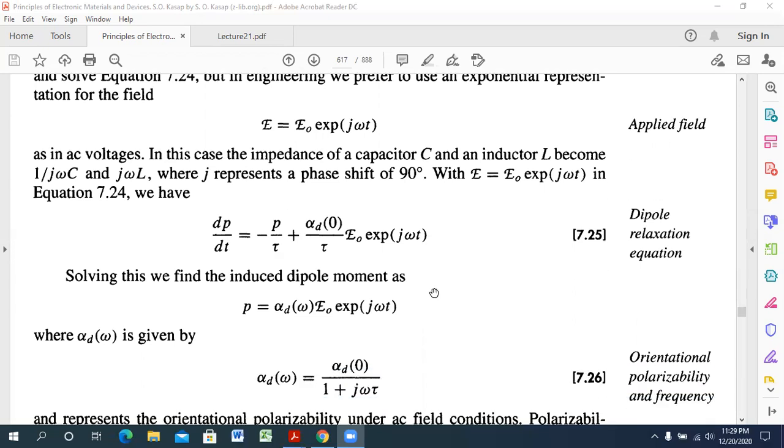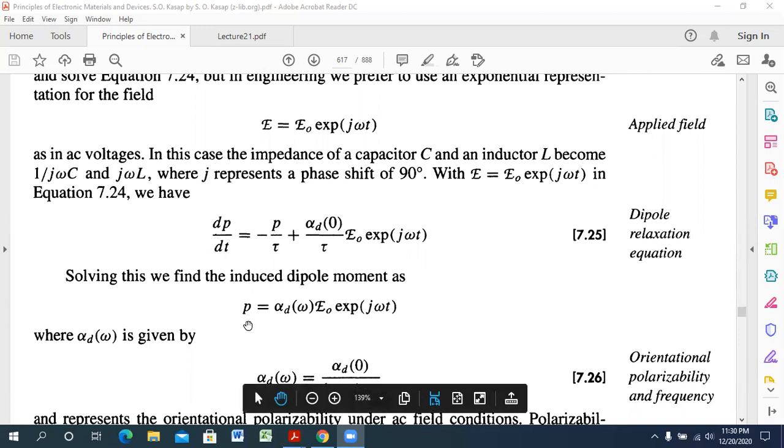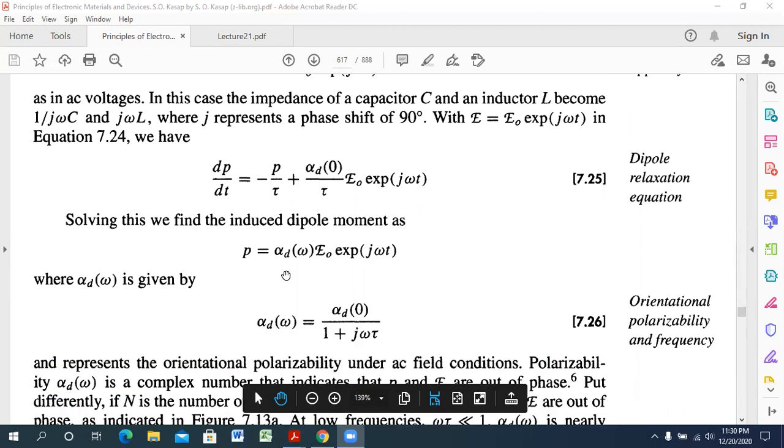Now look, I know all of you know about this first order differential equation, and its integration or solution. If we integrate these things, then we will get the solution as P equals alpha d omega E naught exponential j omega t, right? Where this omega is a frequency dependent thing, and alpha d omega equals alpha d 0 divided by 1 plus j omega tau.